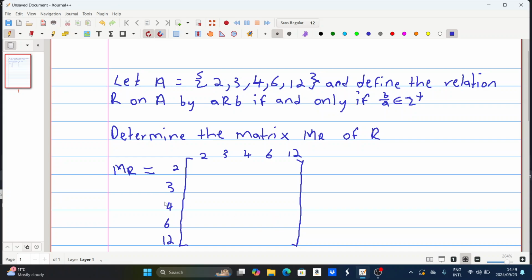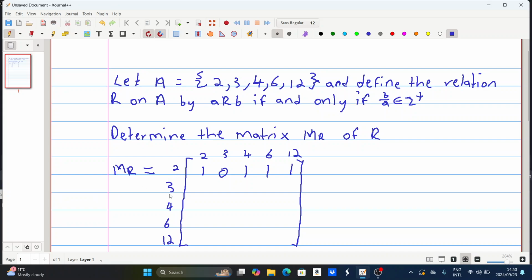When we have our matrix in this form, we'll say b over a, so 2 divided by 2 gives us 1. And this one doesn't give us a whole number, so we put 0. 2 into 4 goes in, and we put a 1 when it goes in. 2 into 6 goes in, then we put a 1. 2 into 12 goes in, then we put another 1 here.